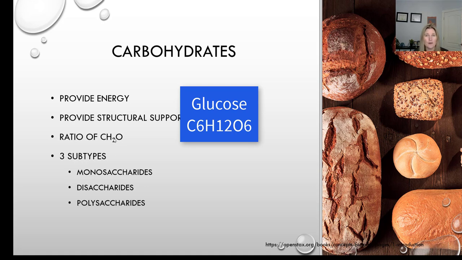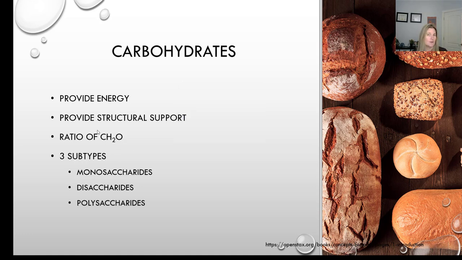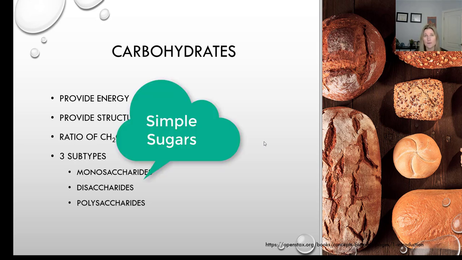C6H12O6. So we have 12 hydrogens to 6 carbons and 6 oxygens. So our carbohydrates always follow this ratio. So that's one way that if we're looking at a chemical equation, we can distinguish a molecule as being a carbohydrate because it has this ratio to it. And as far as our carbohydrates, I keep talking about simple sugars. Simple sugars are the smallest subunit that forms a complex carbohydrate. And we call those simple sugars monosaccharides.